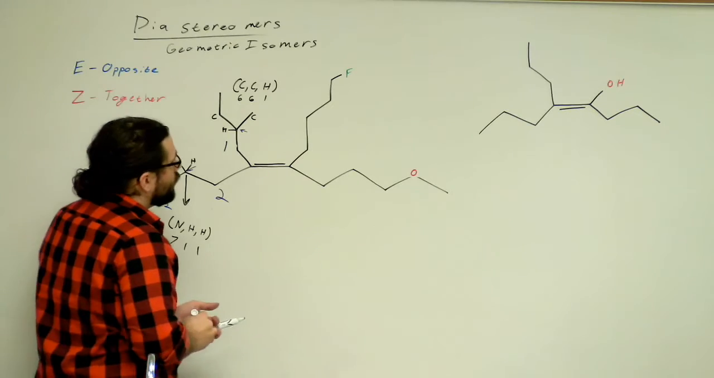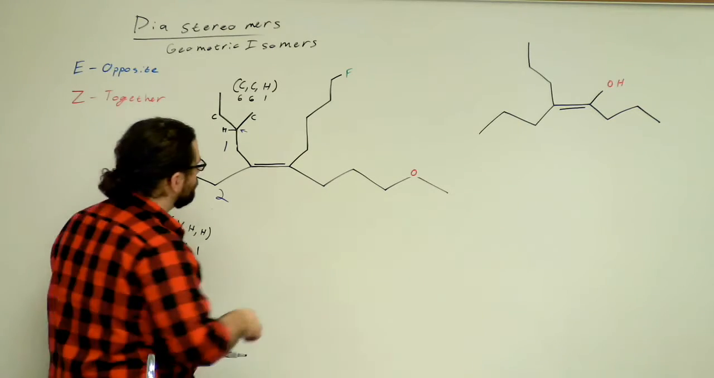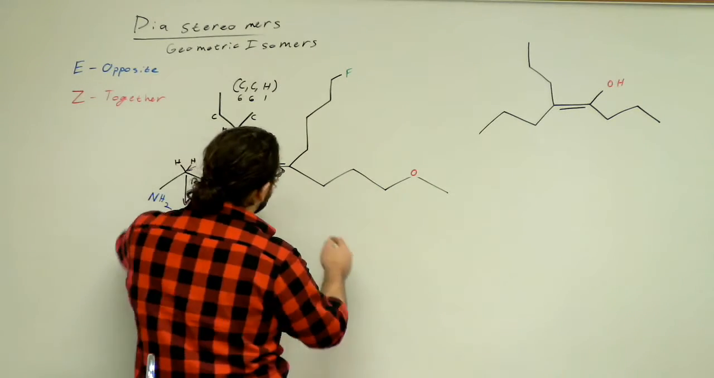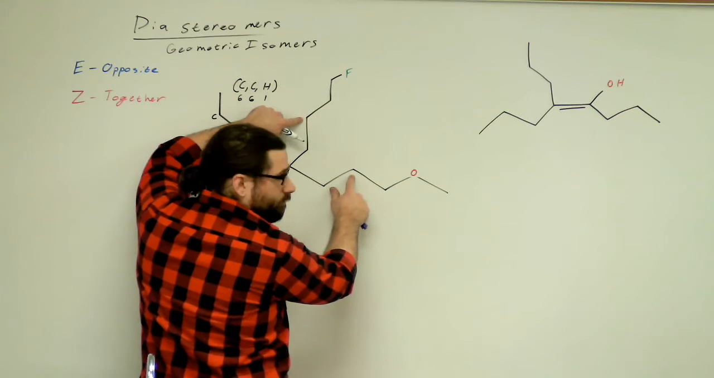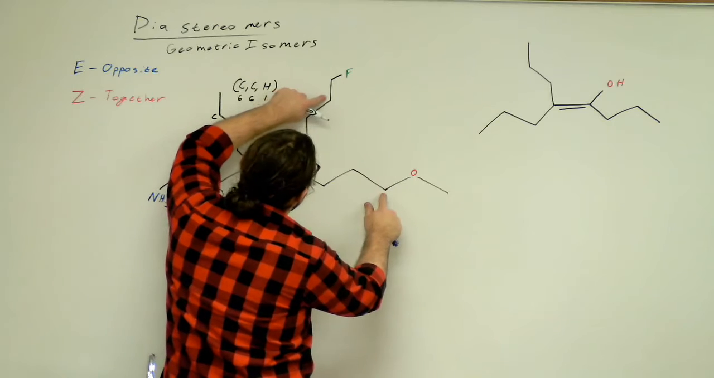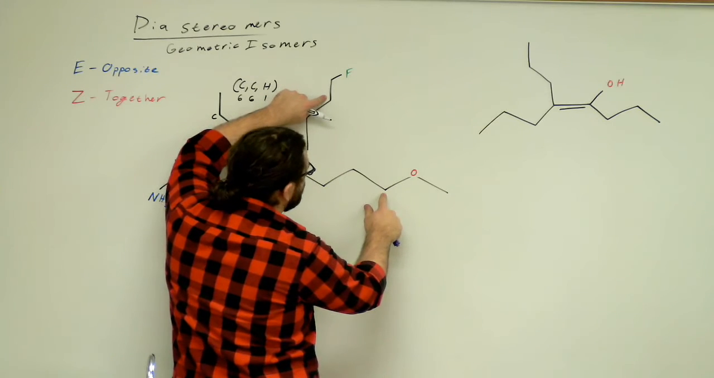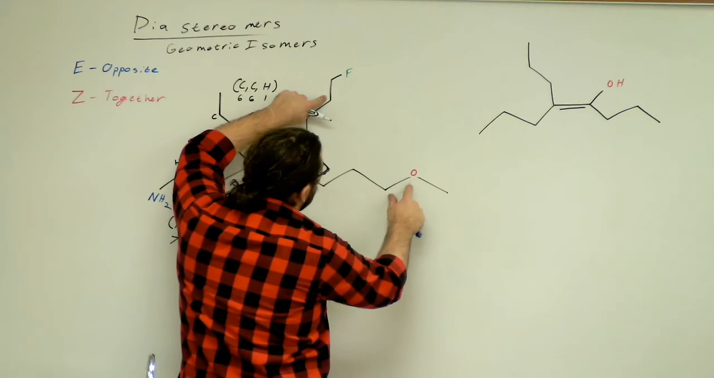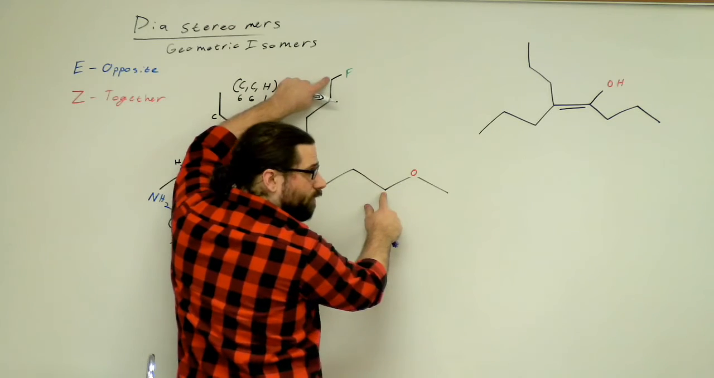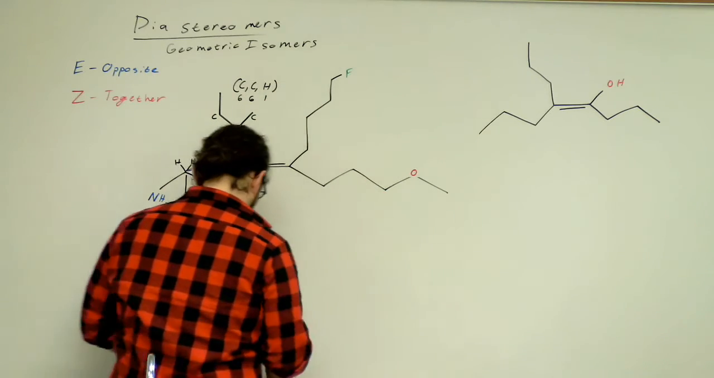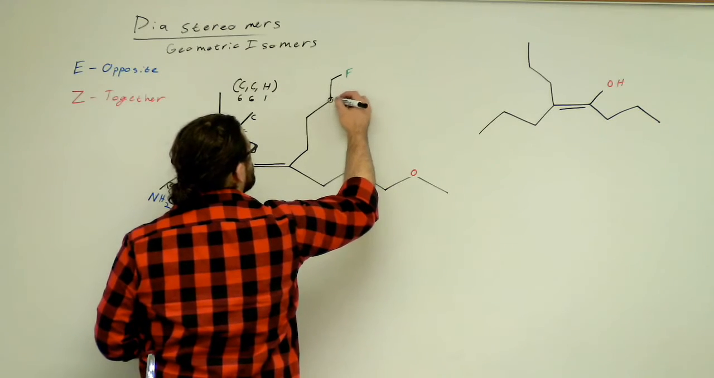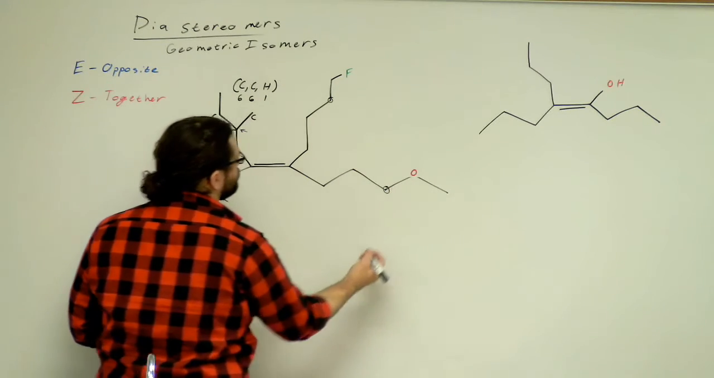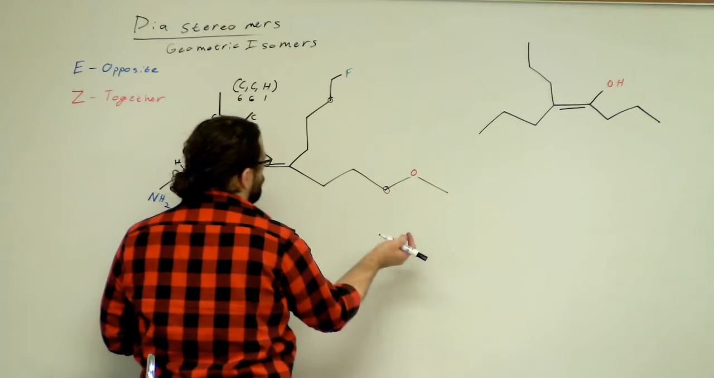And we'll do the same thing on the other side. Where's my first point of difference? Well, first carbon out, they're identical. Second carbon out, identical. Third carbon out, now we're going to have a point of difference. I've got an oxygen versus another carbon. So I don't even hit my fluorine. So here, this is the carbon that I'm looking at, right? The 1, 2, third carbon out.